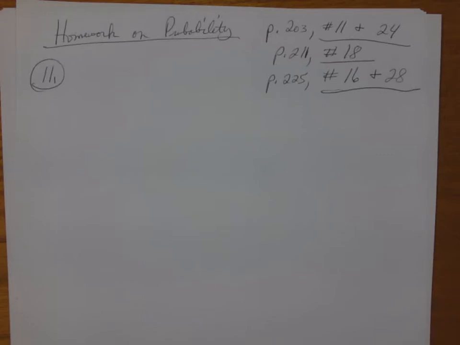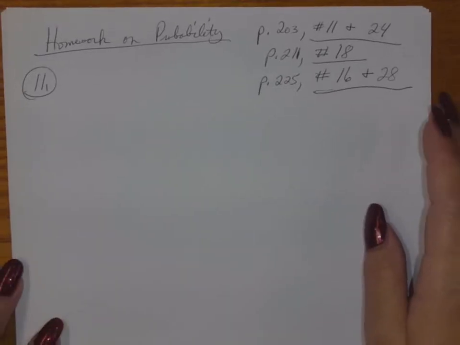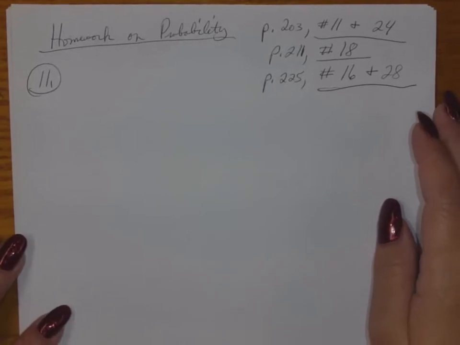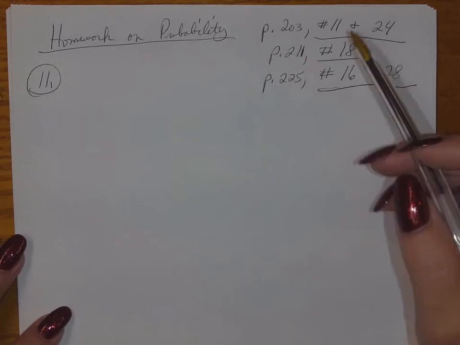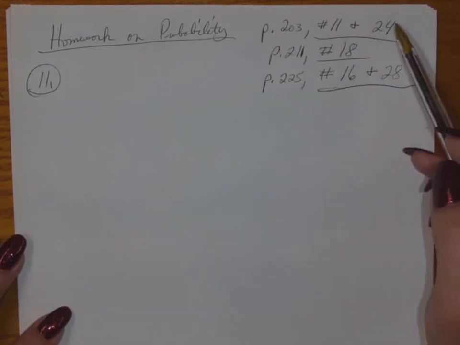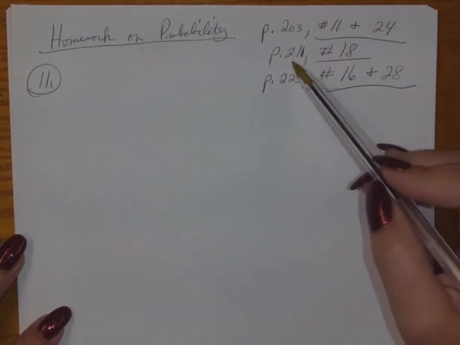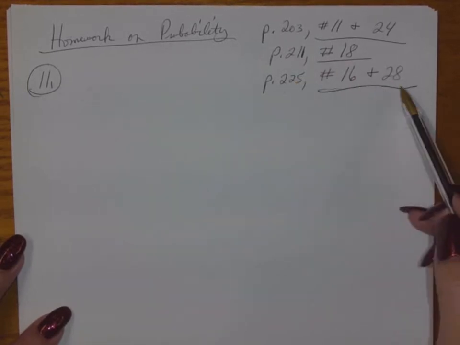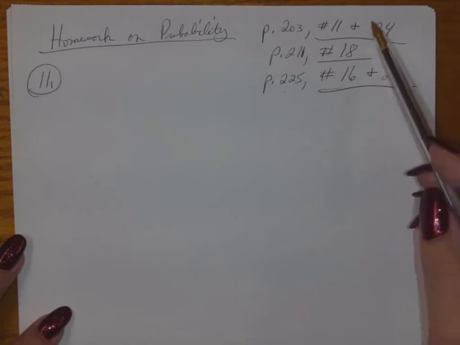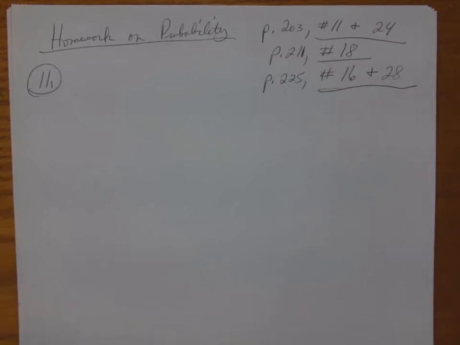I have received a couple of requests to work a few problems on homework. So I'm just going through and randomly selecting a few problems out of the probability homework, and this is what I've come up with. I'm going to do page 203, numbers 11 and 24, and page 211, number 18, and page 225, number 16, and number 28. Now, several of these are even, so the answers are not in the back of your book, so maybe that'll help you.